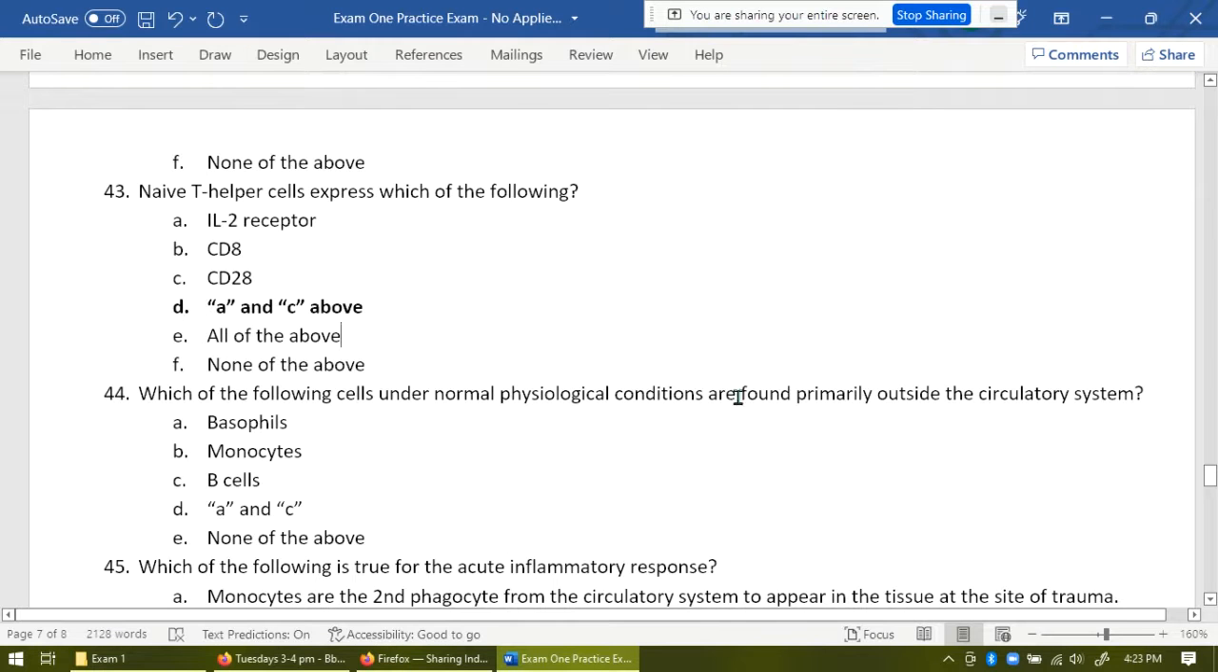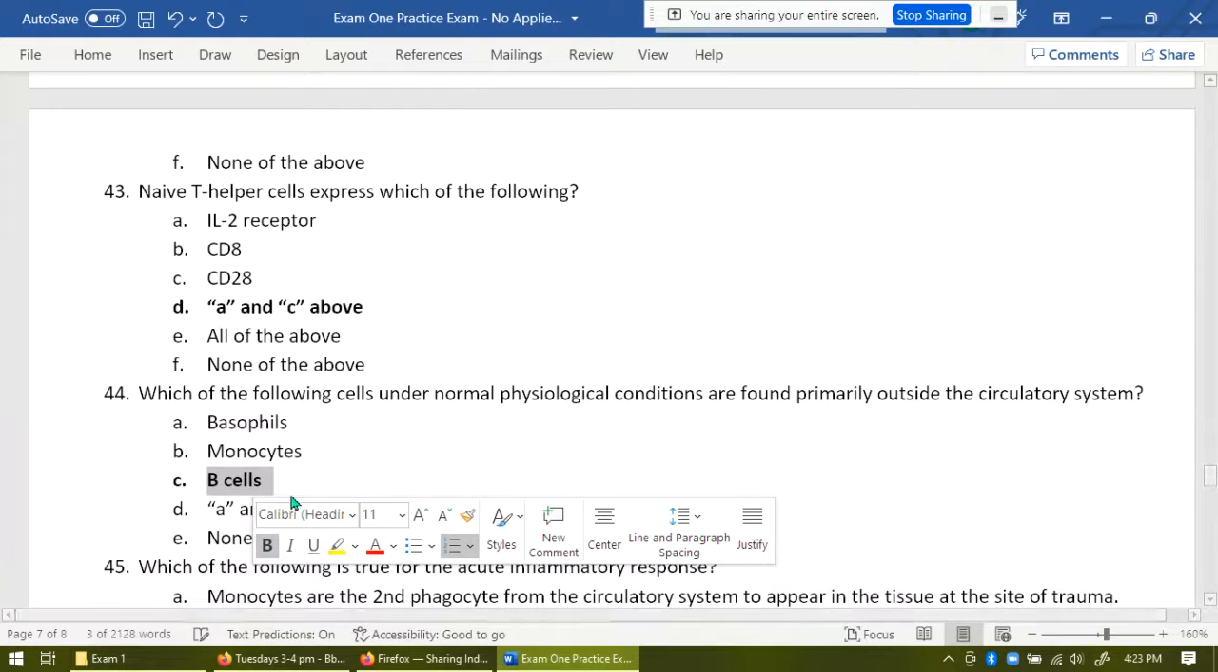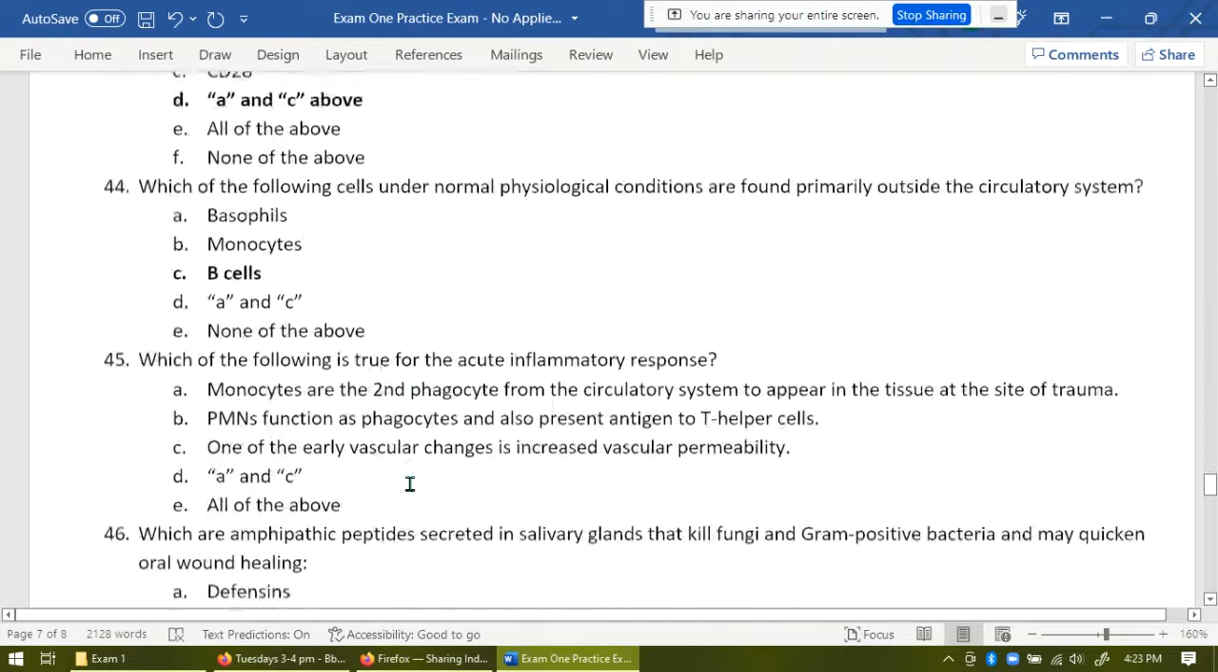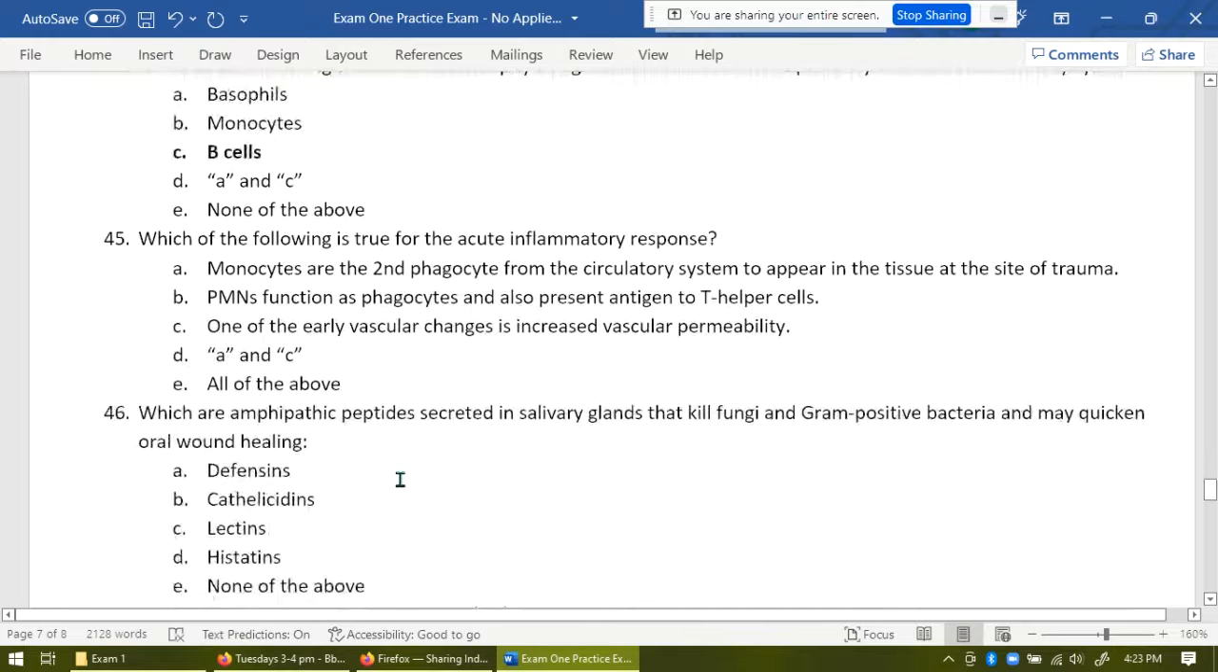Which of the following cells under normal conditions are primarily found outside the circulatory system? Basophils, those are mainly in the blood. Okay. On the other hand, mast cells are in tissues, right? Monocytes are also mainly in the blood. However, B cells, they accumulate in the follicles and lymph nodes, right? So they are mainly outside the circulatory system. Okay. B cells is the answer to that one.